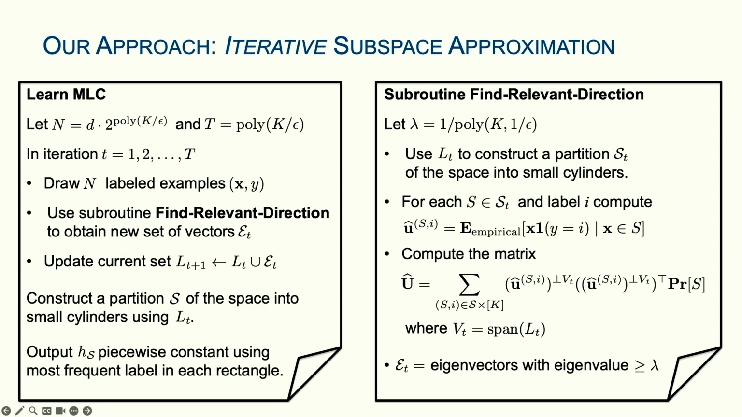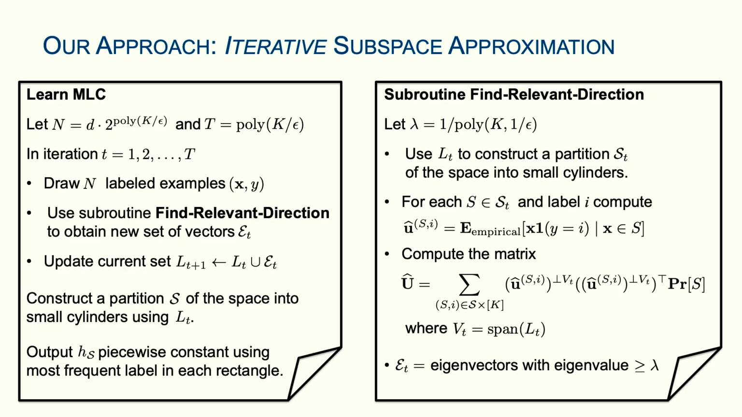And the approximating subspace in this iteration is the span of L sub t, and this is what we denote by Vt. Moreover, this set L sub t of unit vectors also defines the partition of the space into cylinders. We just do some kind of fine approximation of the space with respect to the projection on x in these directions. Now, this set L sub t increases in each iteration. We add more and more vectors to it.